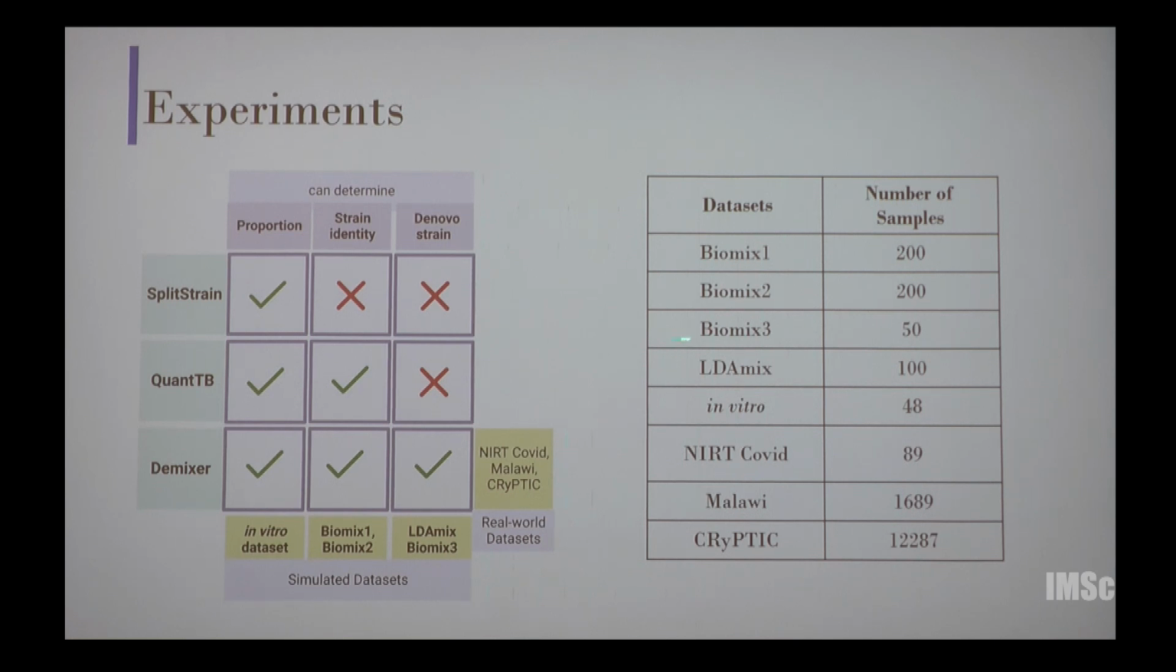Biomix1, Biomix2, Biomix3, and LDMX are the different synthetic data sets that we generated to check the performance of our model. This in vitro data set consists of 48 samples obtained by mixing real world TB samples. Our method is also generalizable, as we were able to test it on a COVID data set. And these are two real world data sets that we tested our model on.